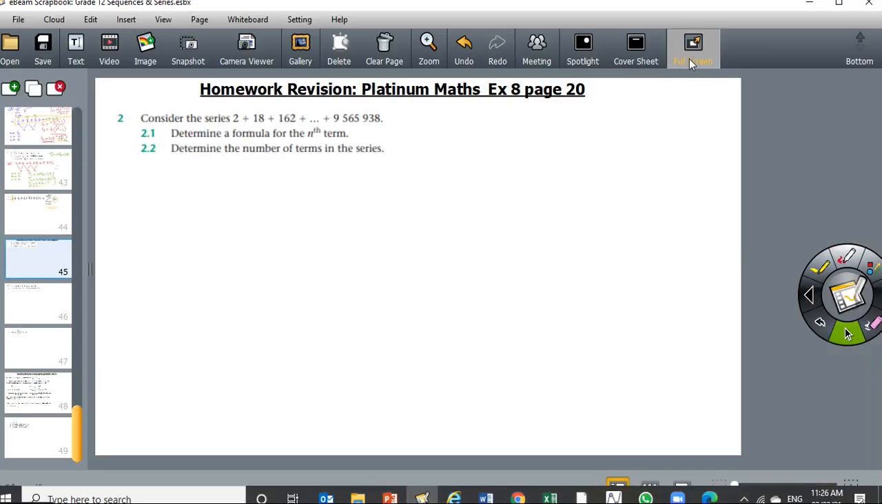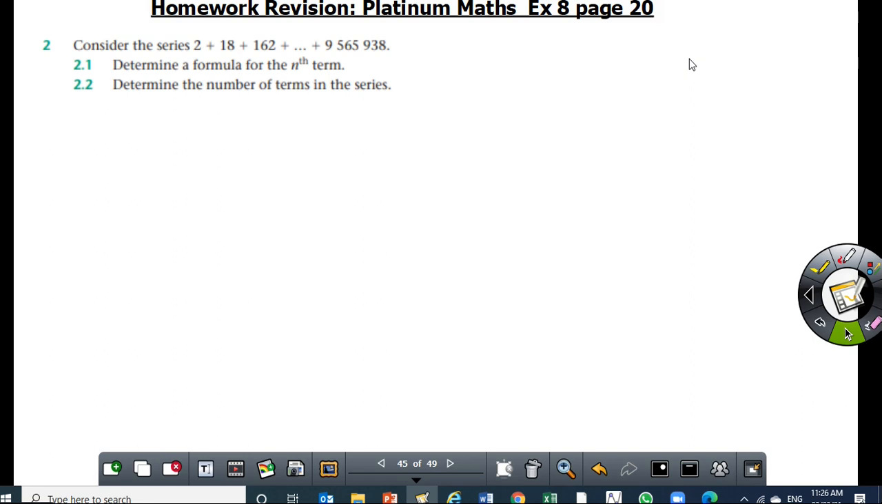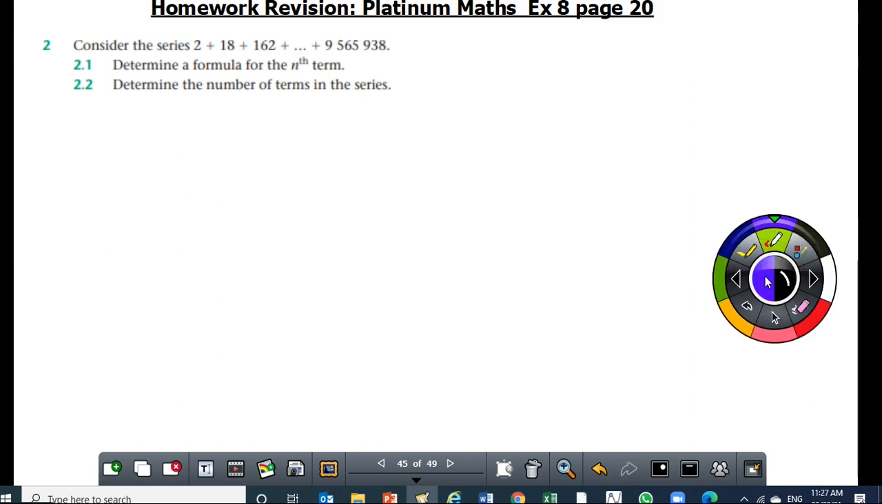All right. So the question says consider the series. We're given the terms in the series. The last term is 9,565,938. So 2.1 says determine a formula for the nth term. Determine an nth formula for the nth term. Now that's a general term as well. Nth term is also called the general term.